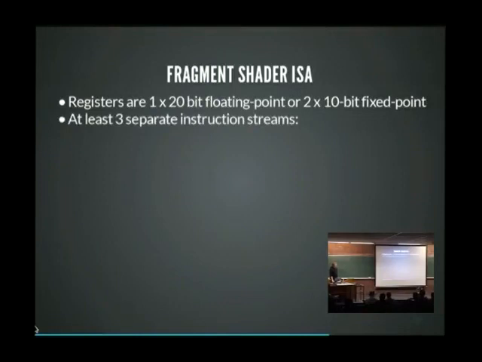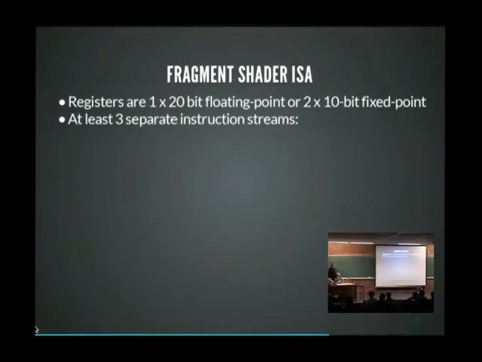There are at least 3 separate instruction streams. The shader programs are not one stream of instructions. There are 3 different ones, at least. I suspect there are 5, but I haven't really figured out all the details. And there are some additional control streams that define how they get executed or scheduled with each other.